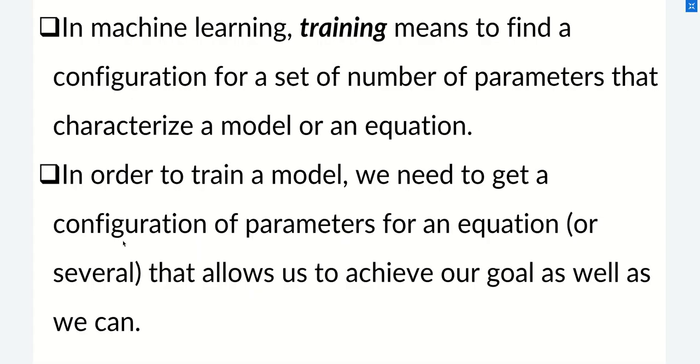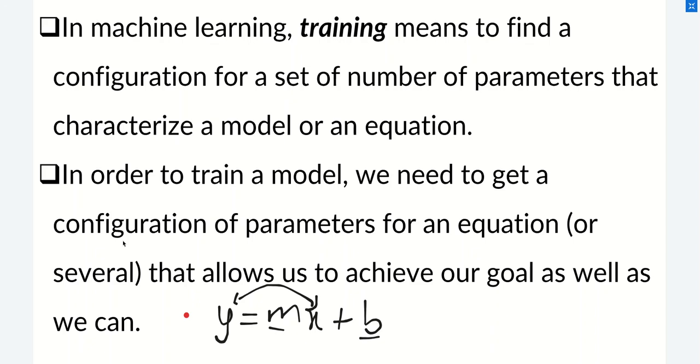Now, we will not be doing any training, but in machine learning, we do training a lot. So training means you're finding configuration for a set of numbers or parameters. So let's assume I have an equation. Y is equal to mx plus b. Okay. So when we say you are training in machine learning, you are looking for a configuration, these parameters, the m and the b, that will map this to that.